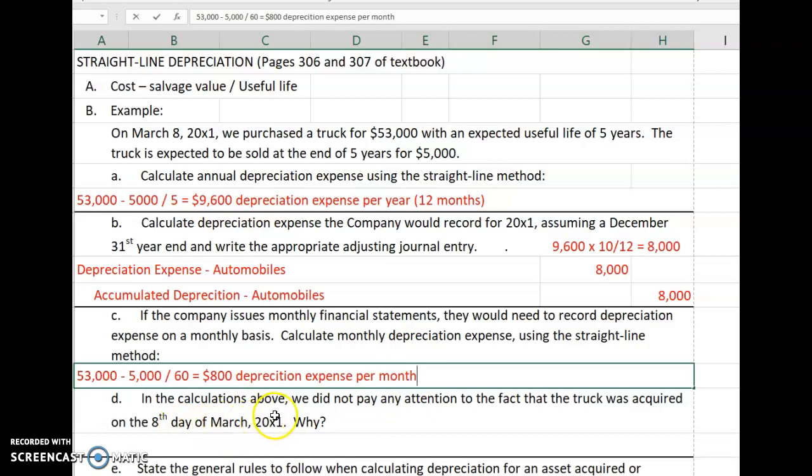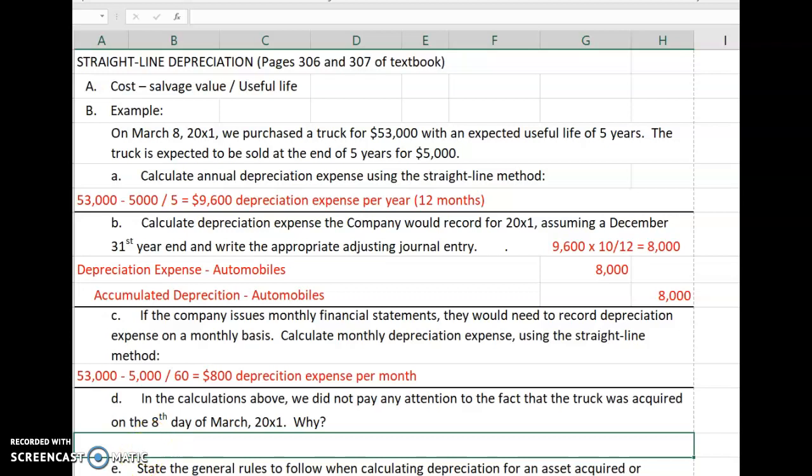In the calculations above, we did not pay any attention to the fact that the truck was acquired on the 8th day of March in 20X1. Why? Give that some thought. Then come back and check your answer.